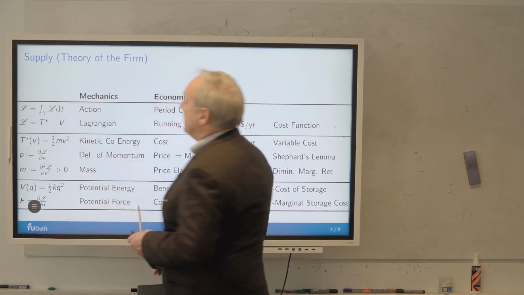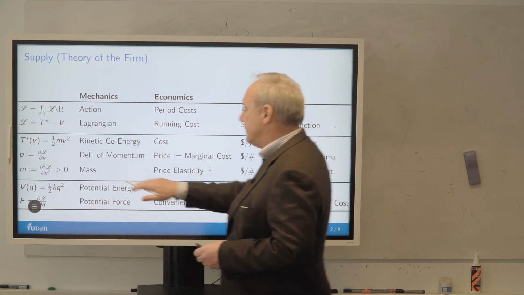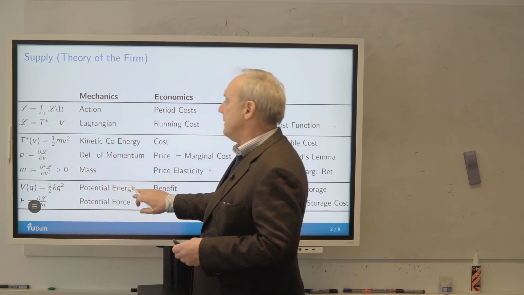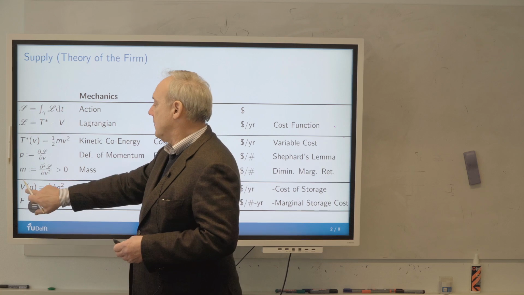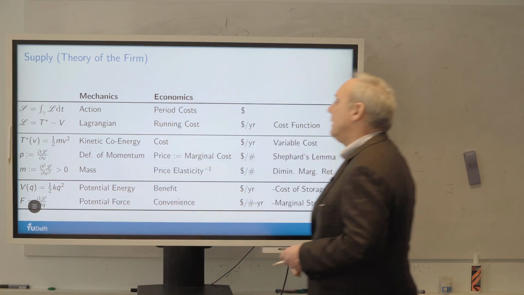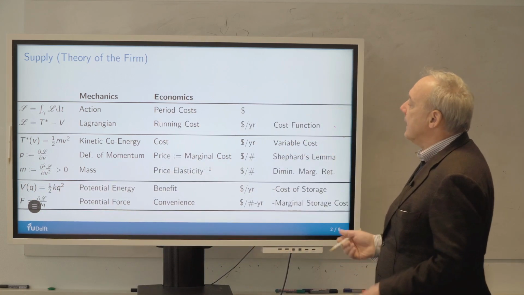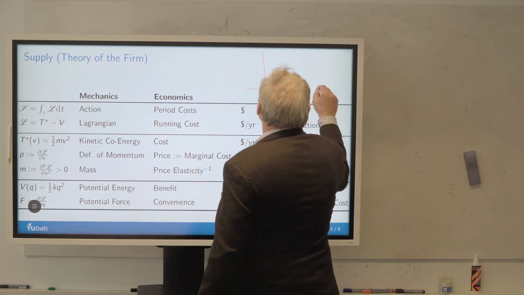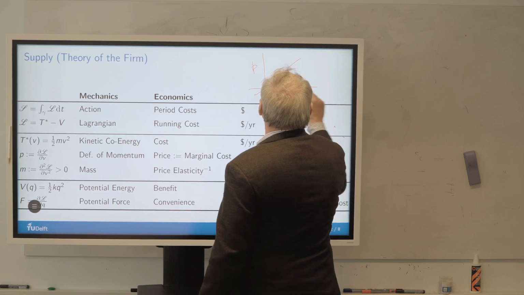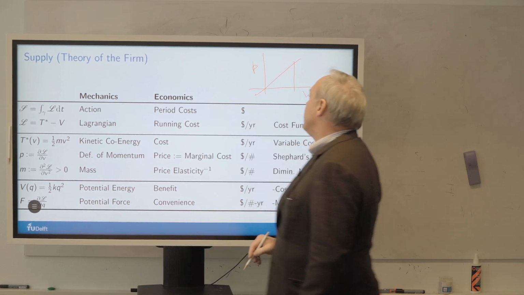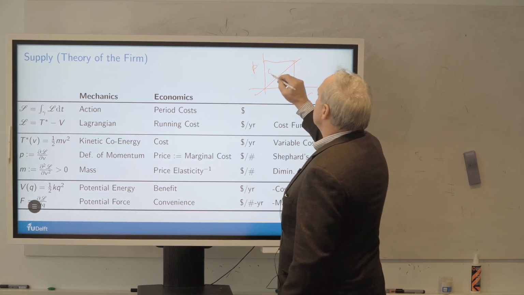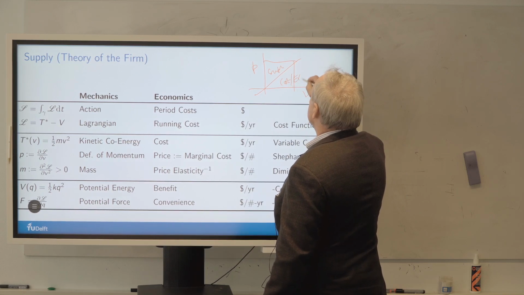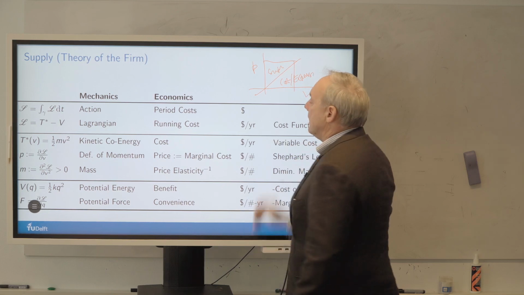Now, the Lagrangian is the difference between the kinetic co-energy and the potential energy. So T star and V. Now, kinetic co-energy we've been calling the cost. And remember, we have this nice little supply-demand graph, and Marshall tells us that if you do this, this is the surplus, and this is the cost or the expenses. And that's what we've been calling it.